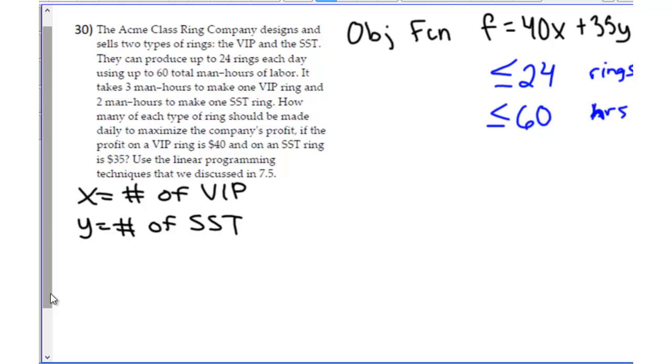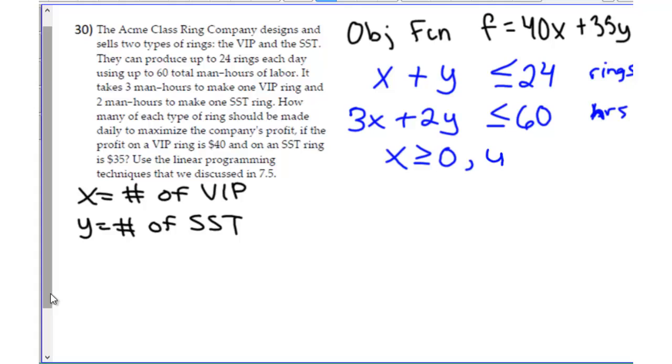So they don't actually tell us anything else about the rings, so we have to kind of know, hey, that just means I need to do x plus y. Like the total rings I make, x plus y has to be less than or equal to 24. They do tell us that it's 3 man hours for VIP, so 3 times x, and it's 2 man hours for ST, so that's 3x plus 2y is less than or equal to 60. And then because we're in the real world and we can't have negative rings, x and y both have to be bigger than 0.